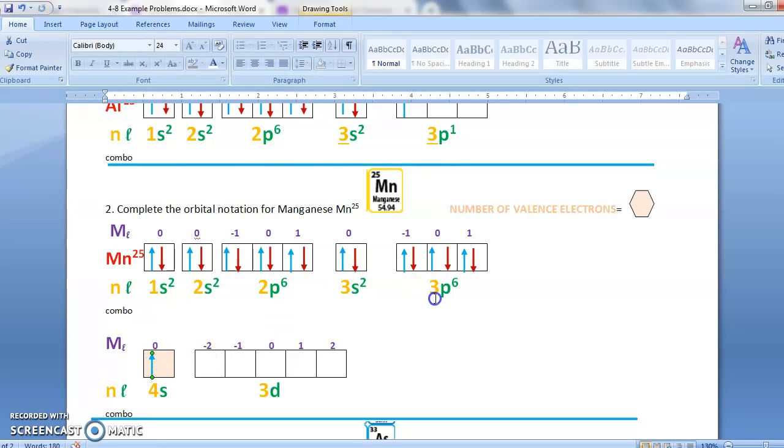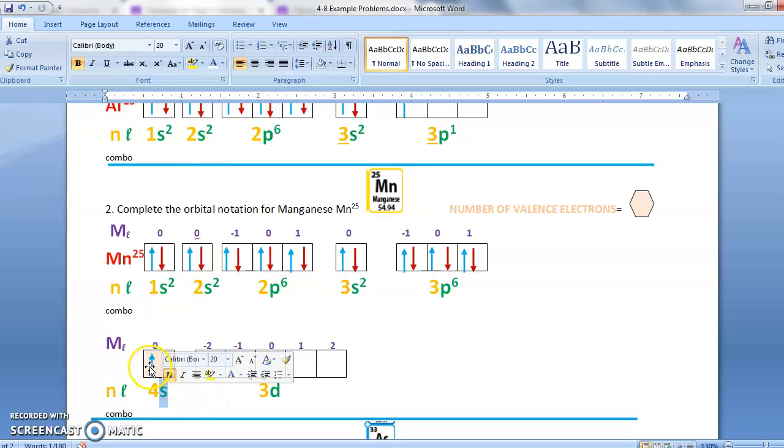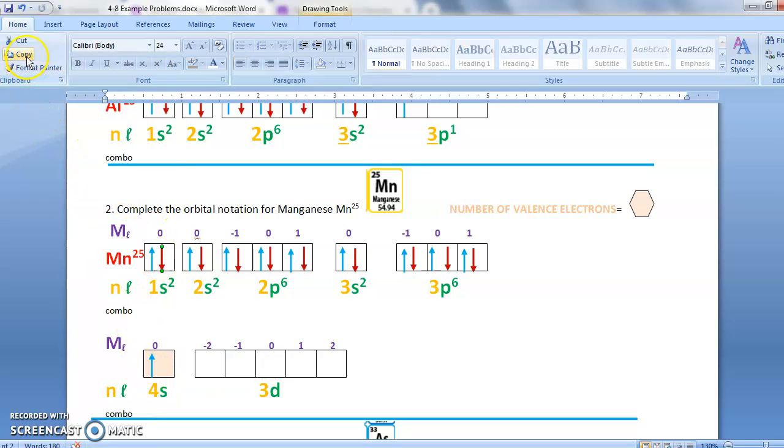You're like, but wait a minute, the third level also has a d. I realize that. But the energy of the 3d, when you're in the d, your second number is a 2. 3 plus 2 is 5. When you're in the s, your second number is a 0. 4 plus 0 is 4. So this one gets filled first. There we go. It looks like I now have 20. I need 5 remaining. So I will now begin to start filling up the 3d.